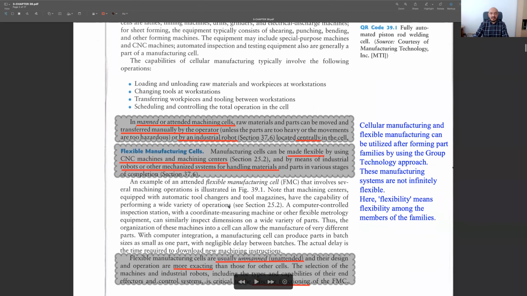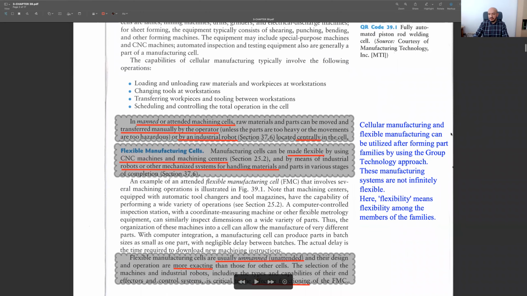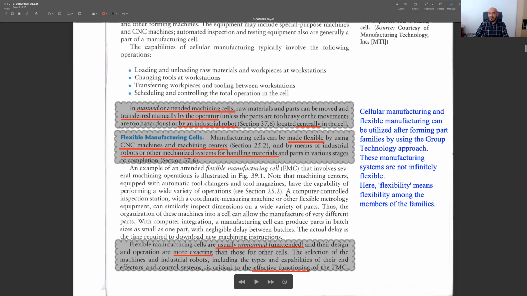Another important issue here is that cellular manufacturing and flexible manufacturing can be utilized after forming the families by using the group technology approach we discussed in the previous chapters. So if you don't have groups or families of parts in your factory, in your plant, then you cannot use flexible manufacturing. This is a requirement to use the flexible manufacturing approach.